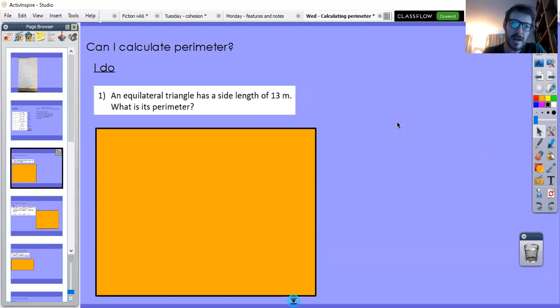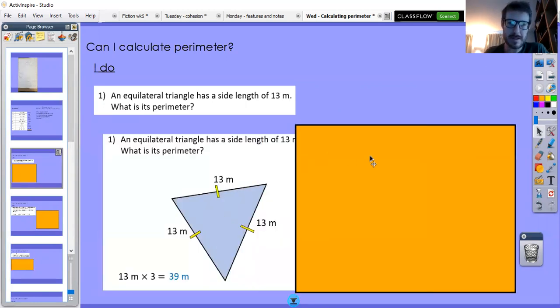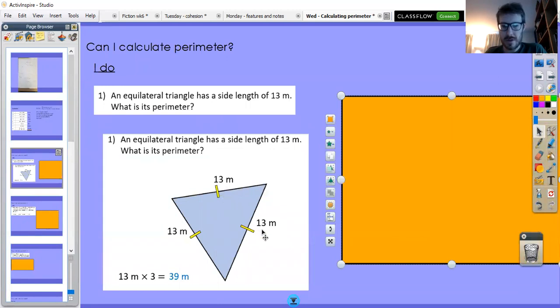So an equilateral triangle has a side length of 13 meters. What is the perimeter? So we've got to use the fact that we know that an equilateral triangle has 3 equal sides. So if one of the sides is 13 meters, we know that a triangle has 3 sides, and we know that all 3 of them would have to be 13 meters. So equilateral triangle, all sides the same length, 13 meters, times that by 3, 39 meters for the perimeter.